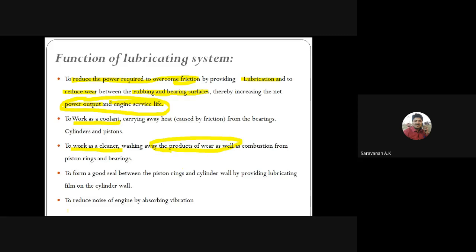Then it will form a good seal between the piston rings and the cylinder wall. It provides a lubricating film on the cylinder wall, and it reduces the engine noise and vibration. Due to vibration, the engine noise increases, so when the vibration is reduced, the noise is also reduced. So these are all the functions of the lubricating system.